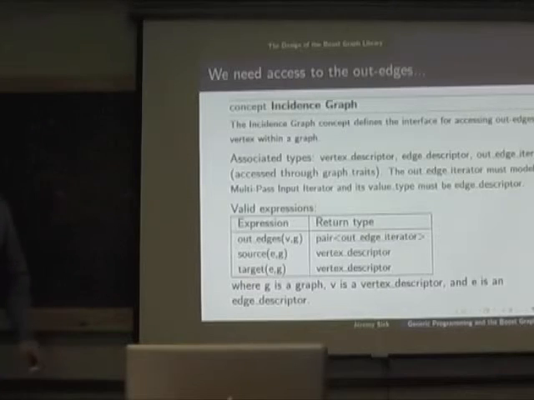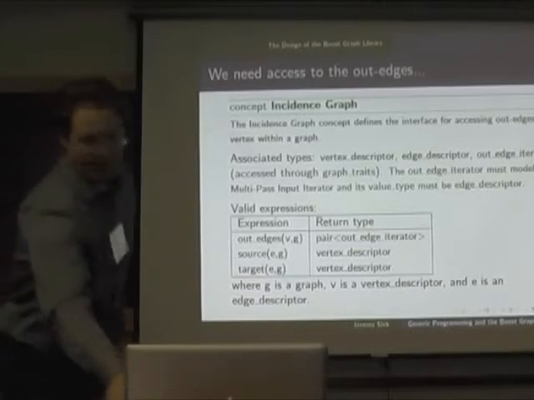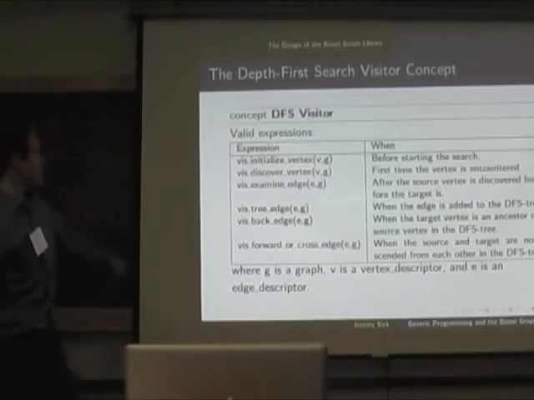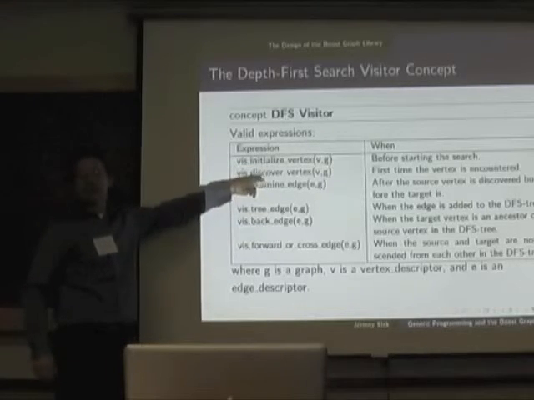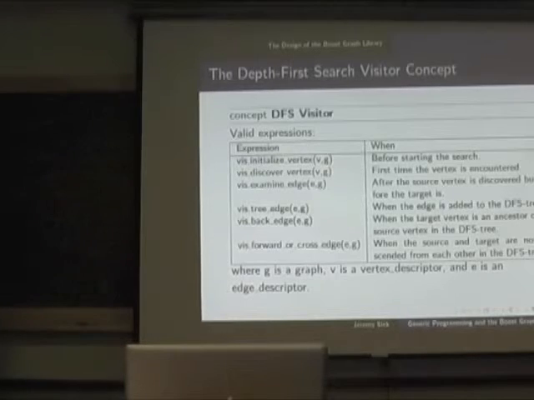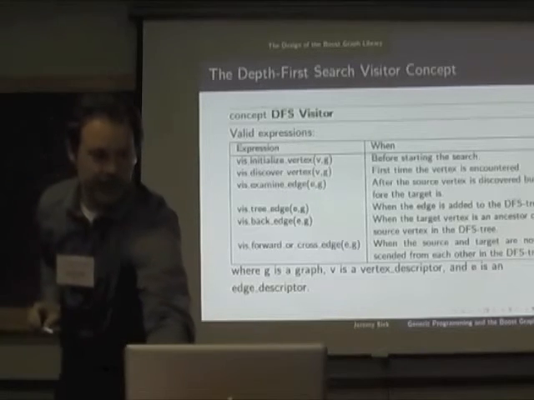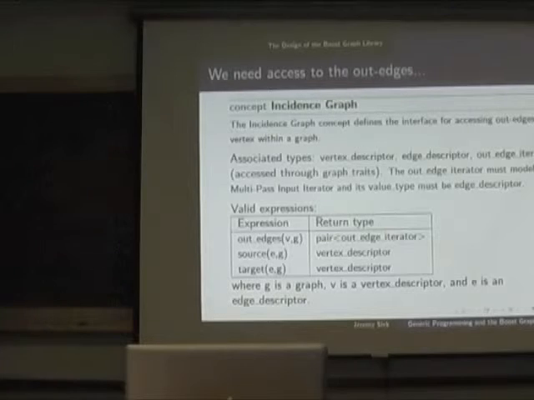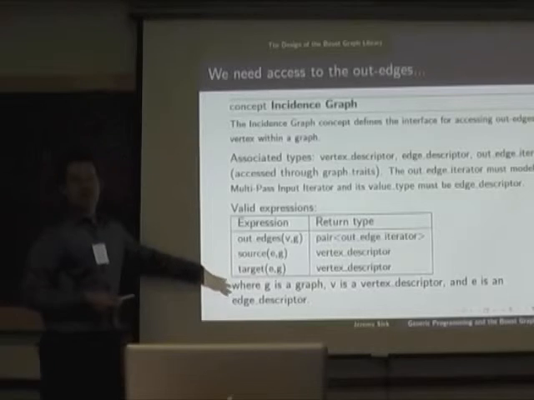One more concept. One thing you'll notice is that when we started talking about this DFS visitor, we started talking about edges, not just vertices. So now, let's say this is our current vertex here, instead of just saying who's adjacent to me, you also want to talk about the edges. So on the next slide, this incidence graph concept gives you access to the edges that are what's called incident to the current vertex. Okay? So you can ask for the out edges, you can ask for the source and the target.